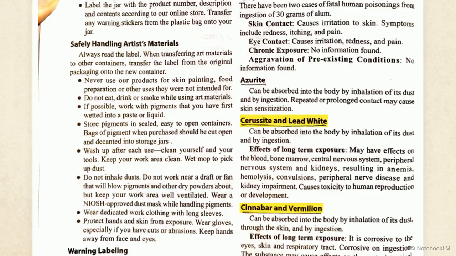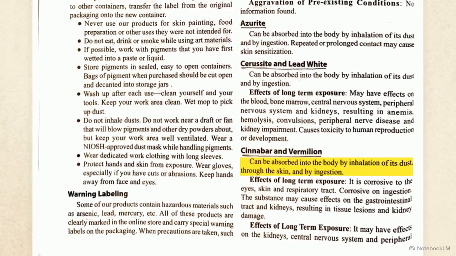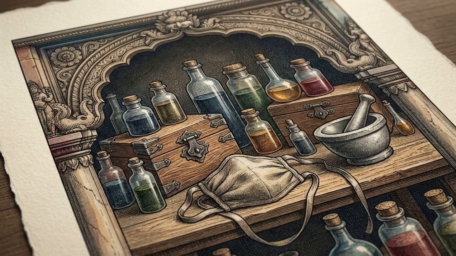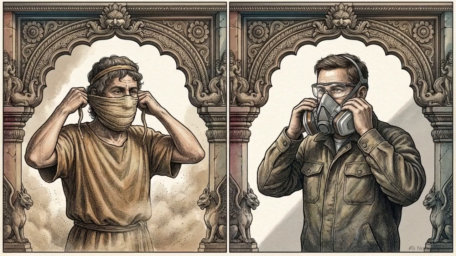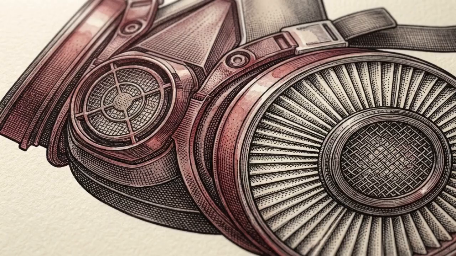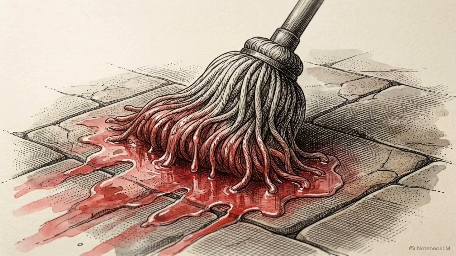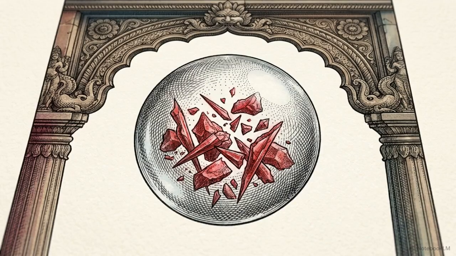This safety document outlines severe hazards of pigments like cerussite and cinnabar. Cinnabar and vermilion are highly toxic, absorbed through inhalation or ingestion. Prolonged exposure to these dry pigments results in severe physiological damage, including tissue lesions, heavy kidney damage, and central nervous system impairment. To work with these materials safely, traditional artists had to operate with laboratory-level caution. Today's modern guidelines mirror these ancient necessities, demanding NIOSH-approved respirators, strict isolated ventilation, and strict wet mopping procedures specifically to keep the lethal microscopic dust out of the air.